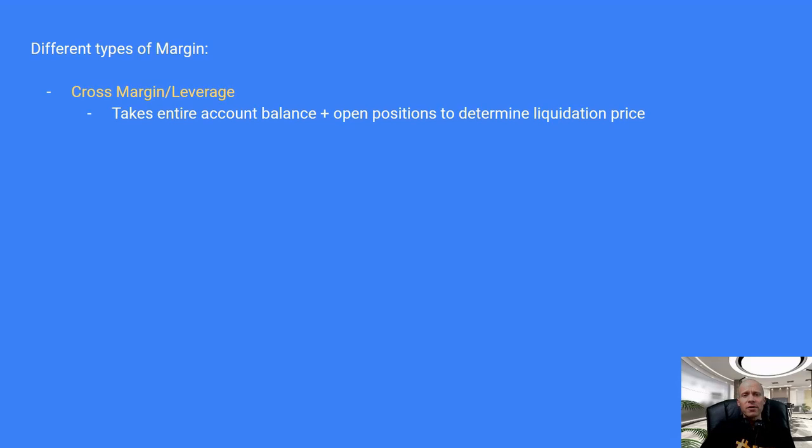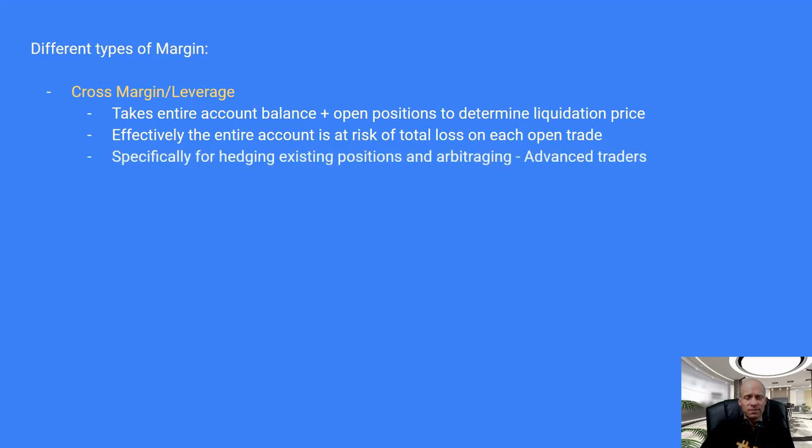Usually there are two different types of margin available on most exchanges or brokers. One is cross margin or cross leverage. This takes the entire account balance plus your open positions into account to determine the margin and liquidation price. Effectively, the entire account is at risk of total loss on each open trade. Cross leverage is specifically for hedging existing positions and arbitraging, and it's mainly for advanced traders. For beginners and simple trading strategies, it is better to avoid cross leverage.